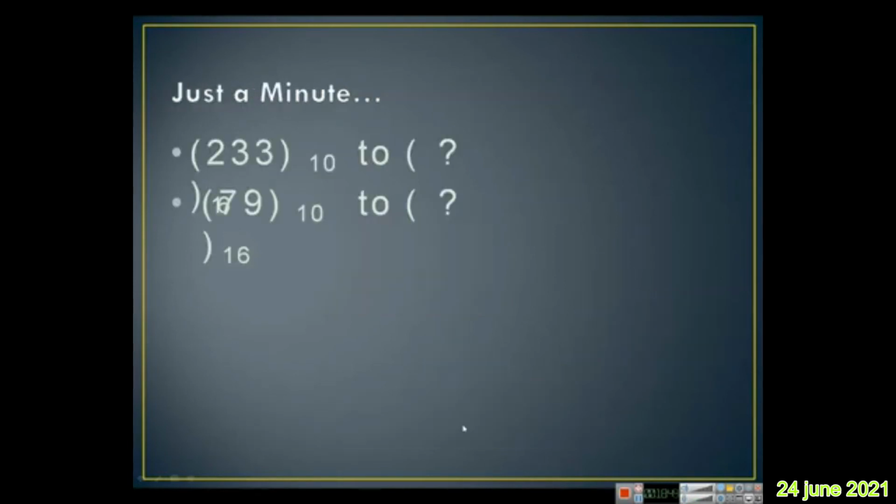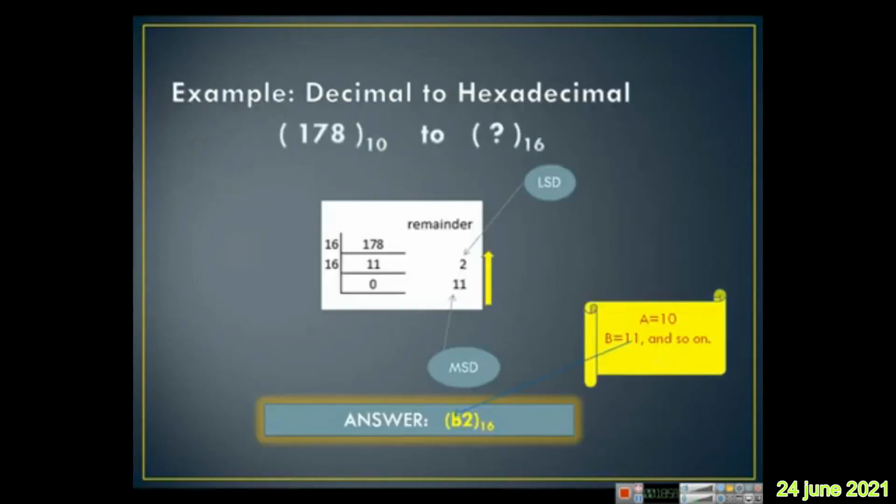You people do these two examples. 233, what is it in hexadecimal? 79, what is it in hexadecimal? 233 of decimal and 79 of decimal, convert them into hexadecimal in the same way that I have shown here, right?